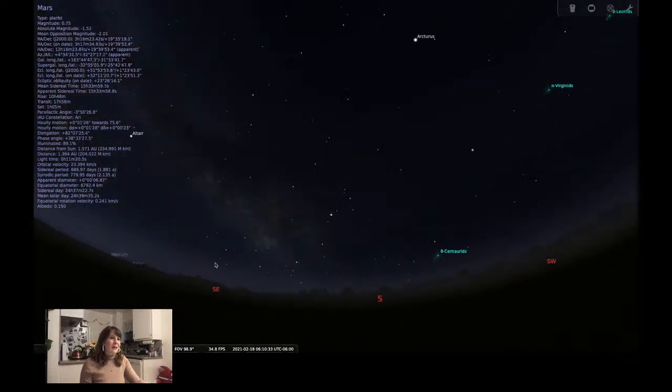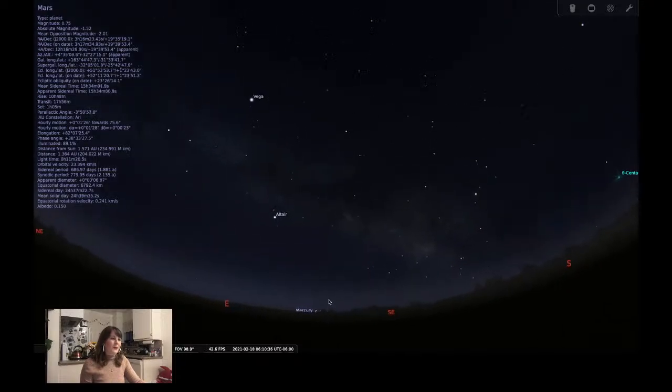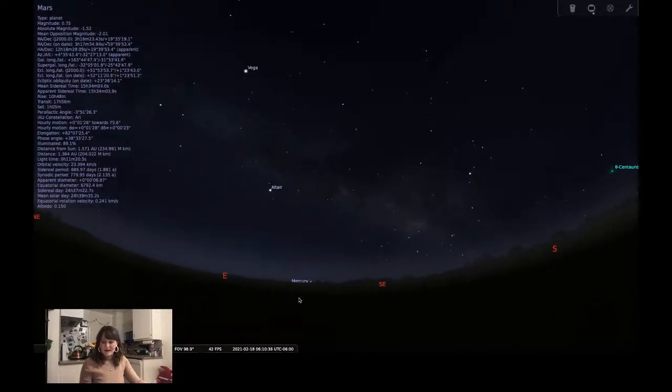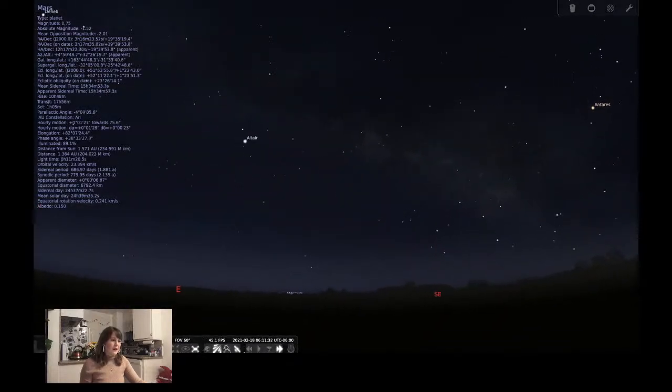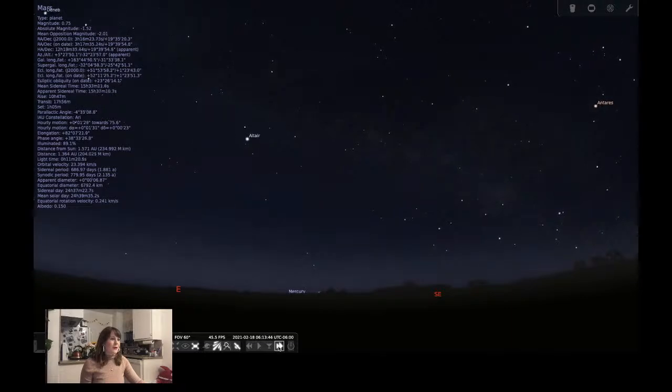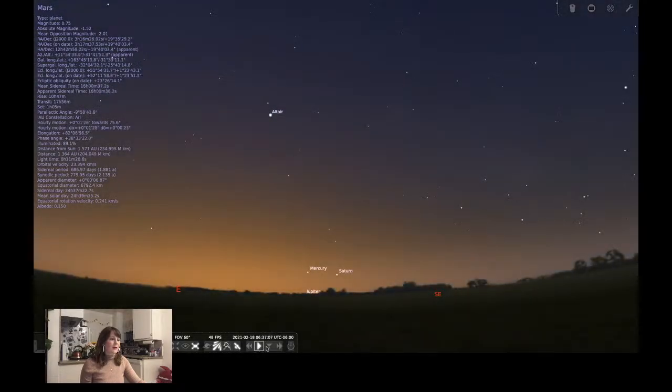Okay, so about 6 a.m. is where the morning planets are going to start to show up. So if we look towards the east southeast, most of the planets are going to show up around 6 a.m. So this is where we're going to see Mercury, Saturn, and Jupiter, and then Venus will tag along a little later, but unfortunately be mostly hidden by the sun right now. Okay, so these guys are going to rise above the horizon. There we go.